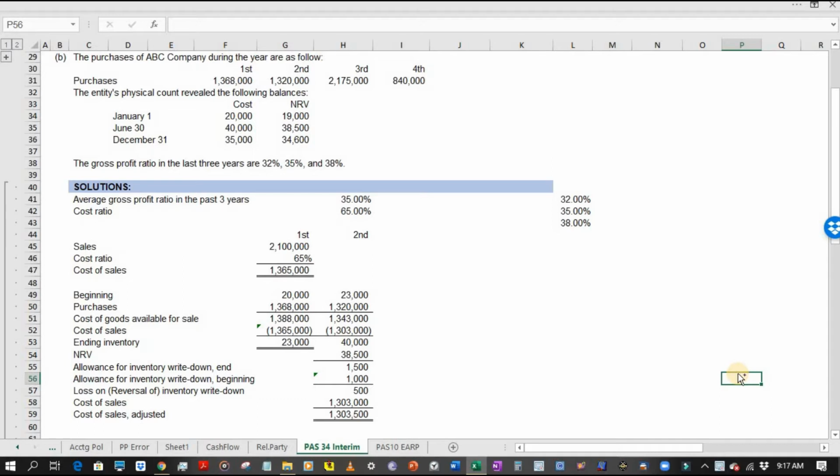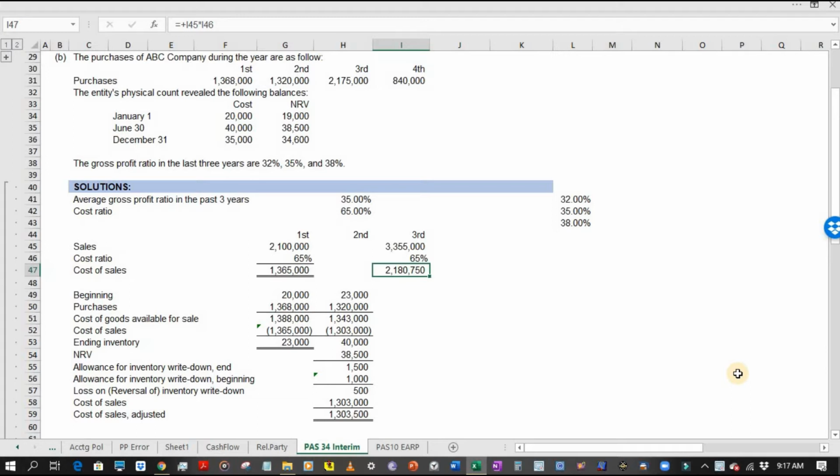So the third quarter, we have no physical count. So we are going to use the cost ratio. So the cost ratio will be based again on sales. So the sales in the third quarter is 3,355,000 pesos. So multiplied by 65%, that will be 2,180,750 pesos.